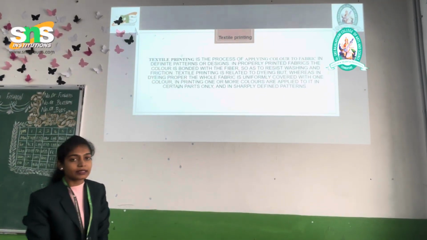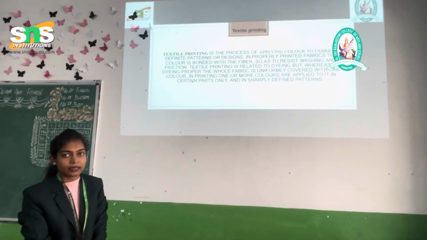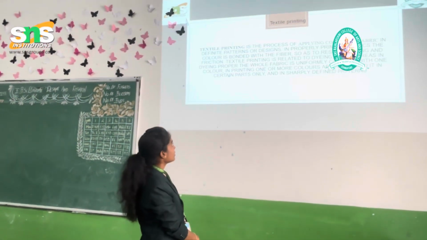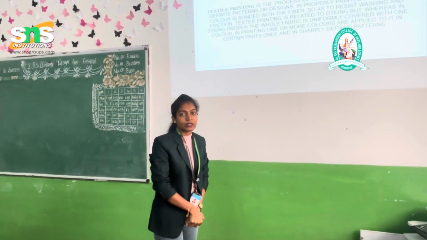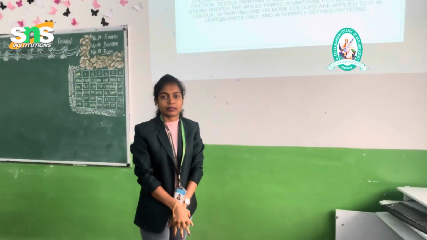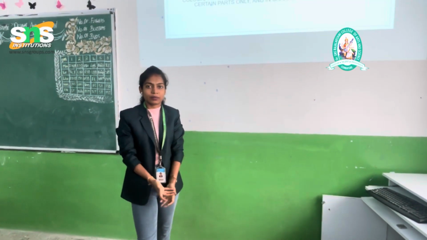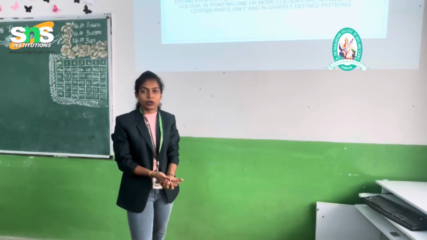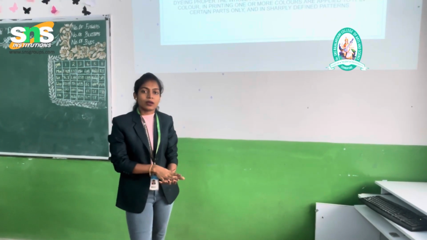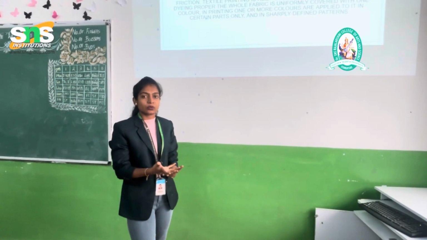So in this slide, we can see it's about textile printing and its process of applying color. As I said before, textile printing is applying color to fabric in definite patterns. And while we're talking about dyeing, it is a color bonded with the fiber so as to resist washing and friction.